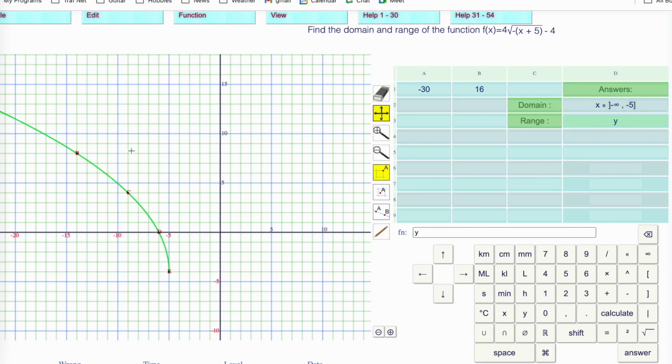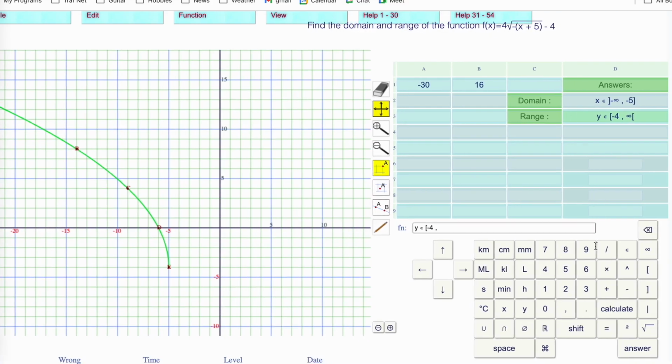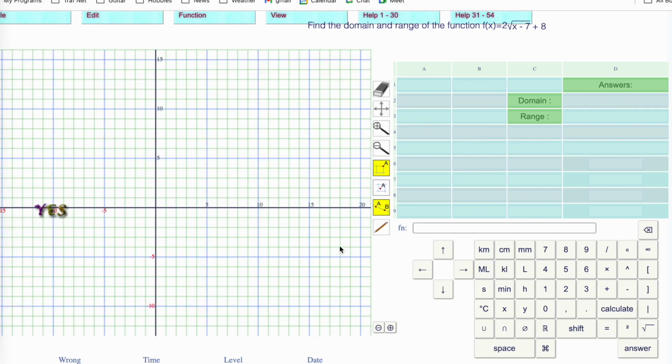The range, we also have a start and stop. The lowest value for the range is the vertex here. That's negative 4. y is a member of accept bracket on negative 4. It's going to keep going up forever to infinity, and then reject bracket on the infinity. Then we press answer to see if we are correct.